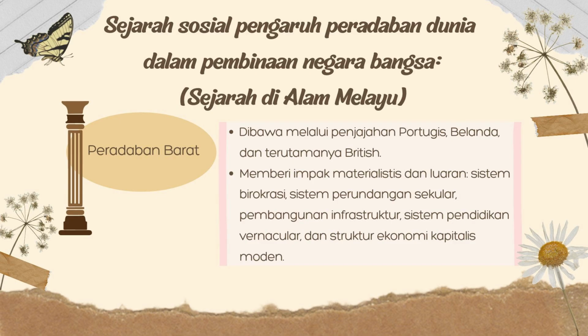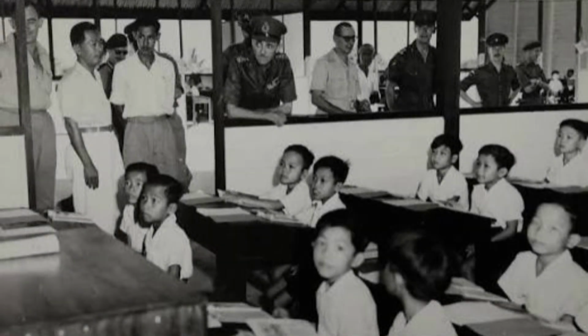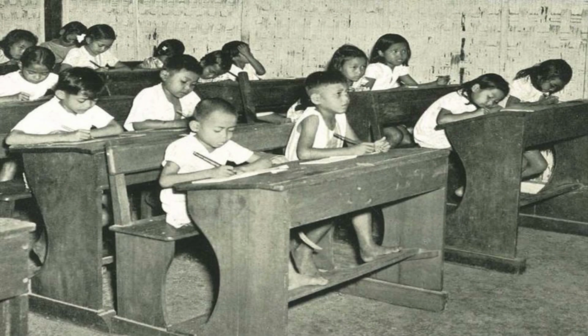The next major layer came through Western colonial powers. The Portuguese arrived in Malacca, remember? Then followed by the Dutch. And then came the British influence, and they became particularly significant. The British period was especially important in shaping modern administrative and economic structure. They are the ones who played a very significant role. The key points for British influence that you can take note of are bureaucracy, legal institutions, infrastructure, vernacular education, capitalist economic structures.